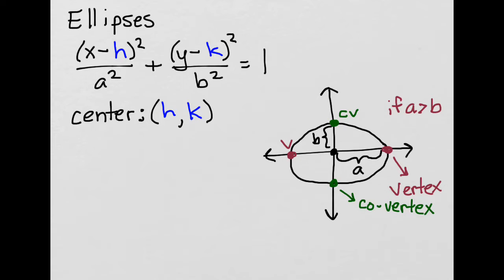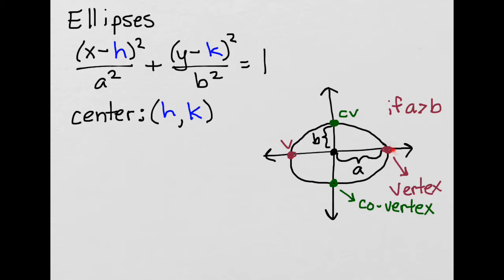Now we're going to look at the next conic section, which is an ellipse. So ellipses have a formula somewhat similar to circles. They have x minus the x coordinate for the center, all squared, plus y minus the y coordinate for the center, all squared. This time it equals 1, and each parenthesis is divided by a certain number. So a squared represents the horizontal radius squared, and b squared represents the vertical radius squared.